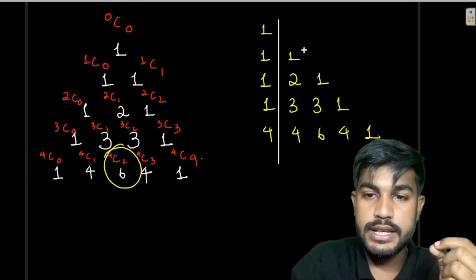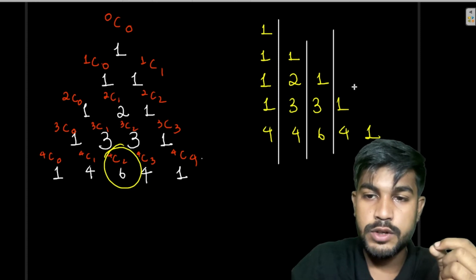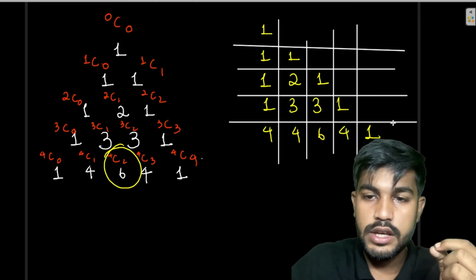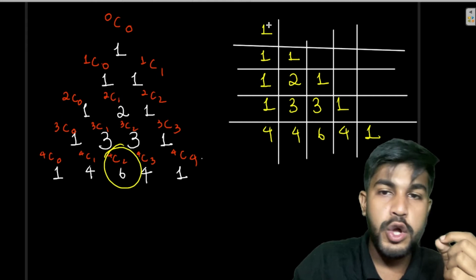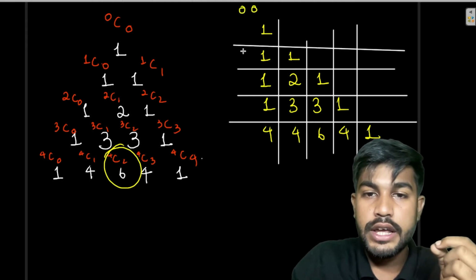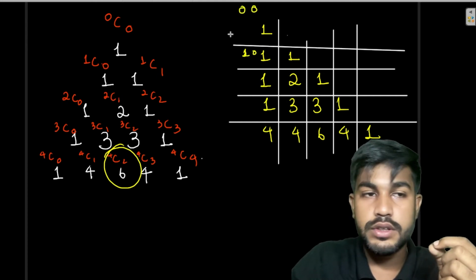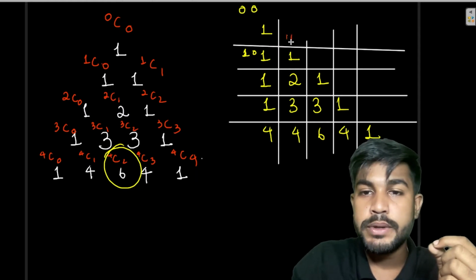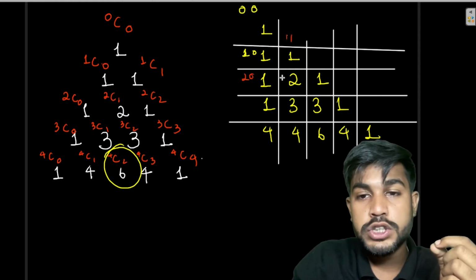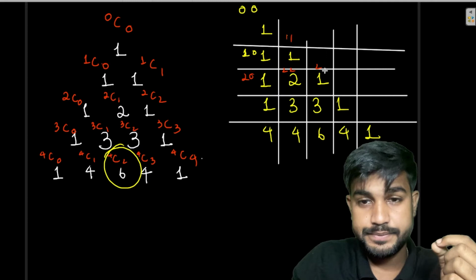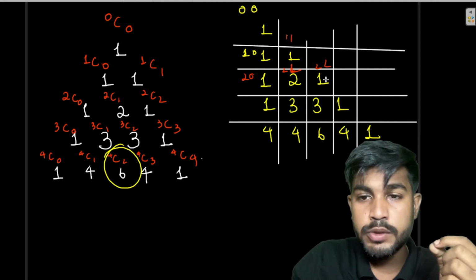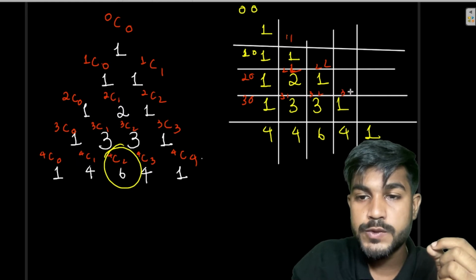so this would be like this, this would be like this, this would be like this. So if you draw a matrix, then obviously this would be 0, 0. This would be 1, 0. Okay, I would be writing in it. This would be 1, 1. This would be 2, 0. This would be 2, 1. This would be 2, 2. This would be 3, 0. This would be 3, 1. This would be 3, 2. And this would be 3, 3.